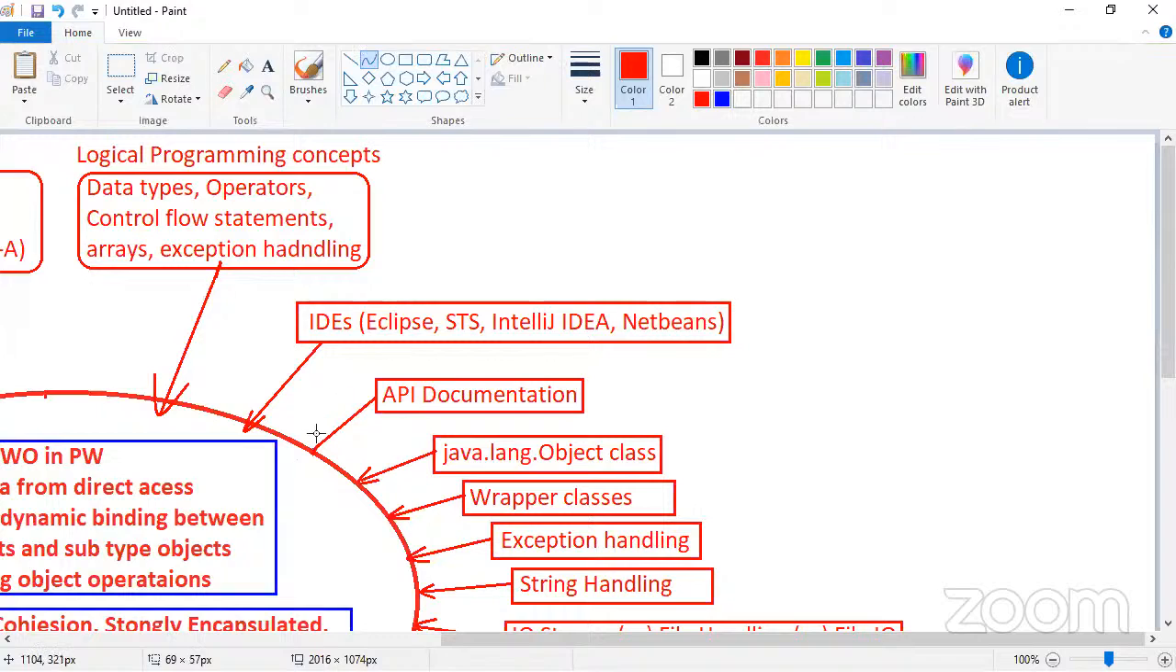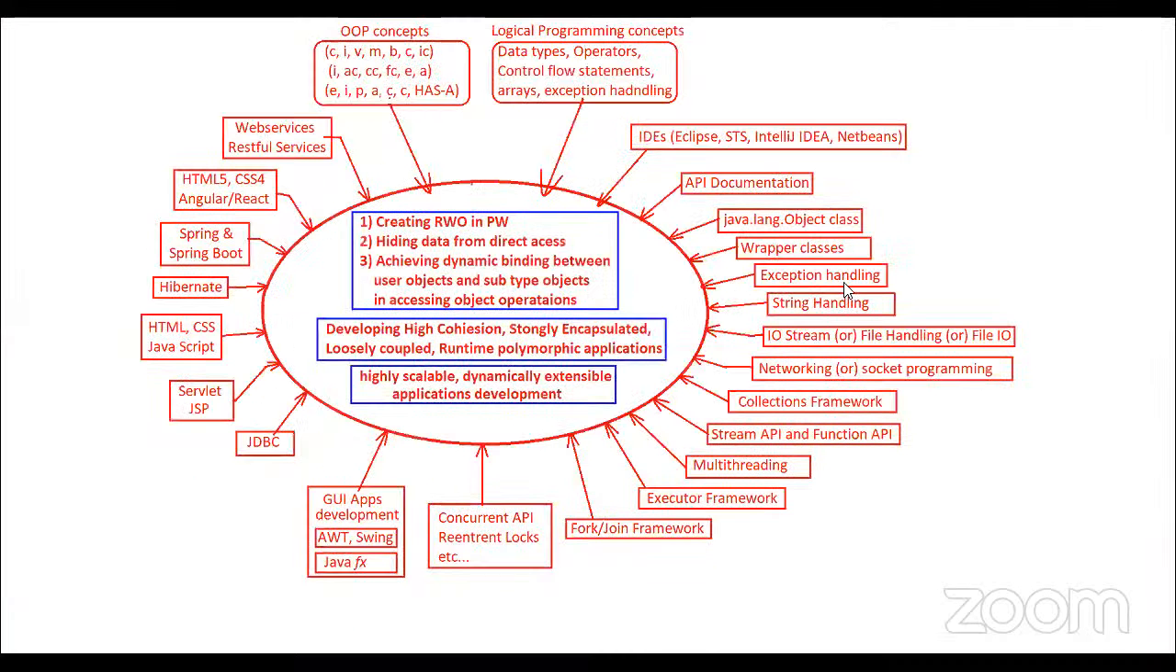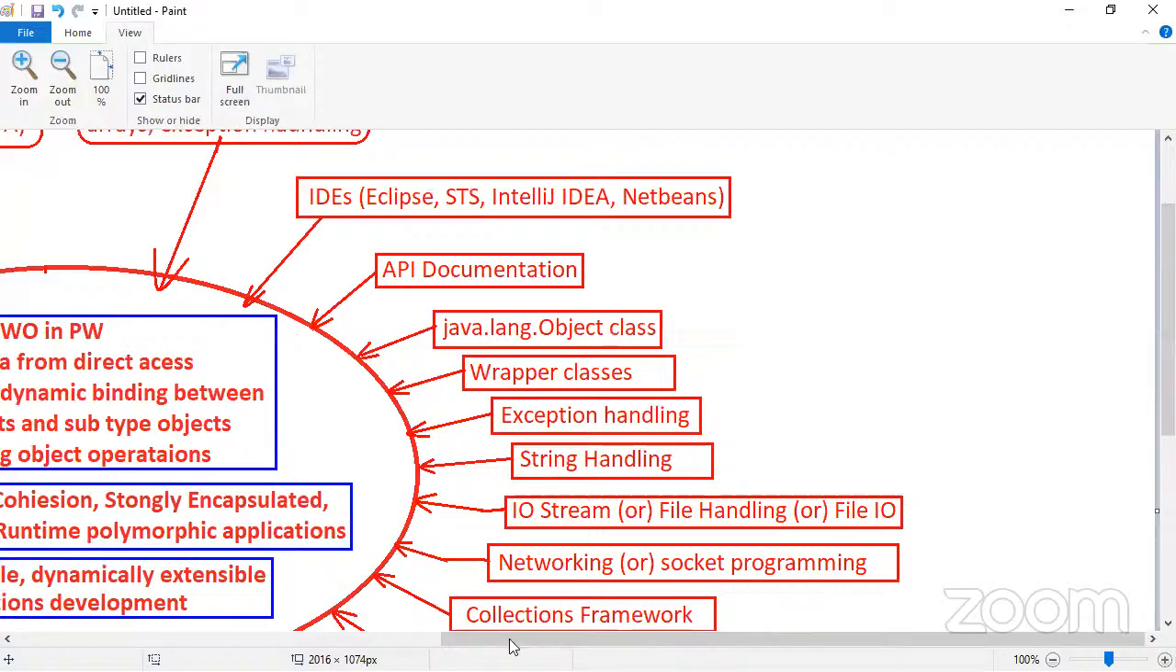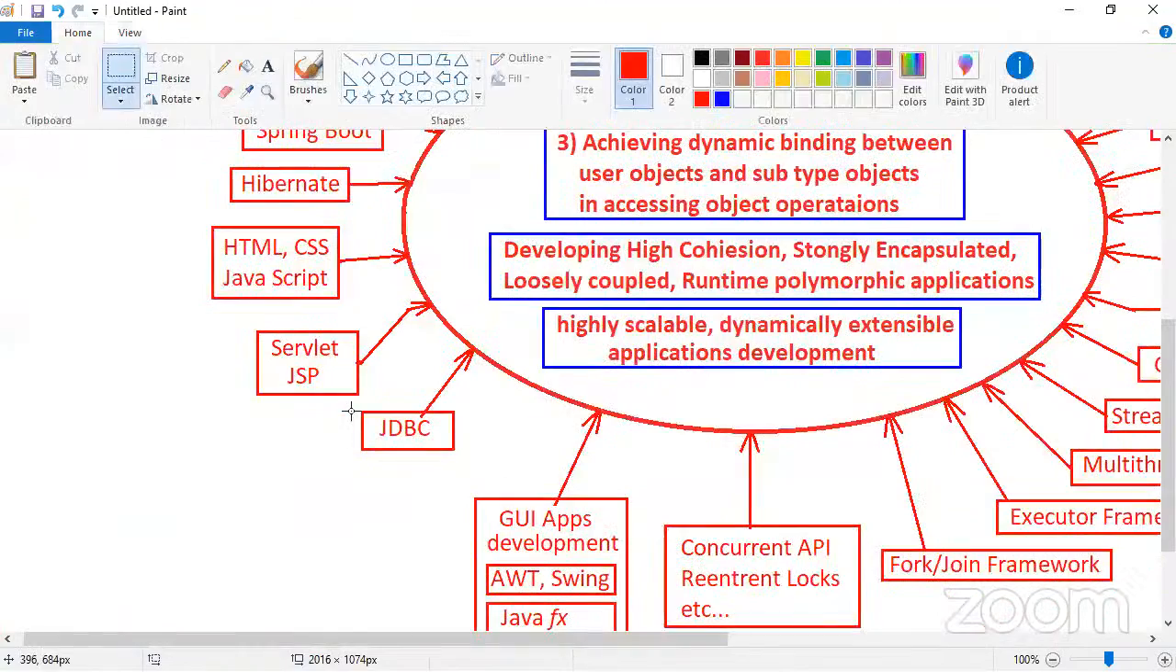Is it clear to all? Tell me, if you want to start Java library, first you should learn IDEs, and then you should learn API documentation, and then you have to learn all the remaining topics like this. So I hope I have given you the picture and clarity: what you need to learn, how you need to learn, why you need to learn. If you don't learn that particular topic, what is the problem? I hope all the topics have picture and clarity.